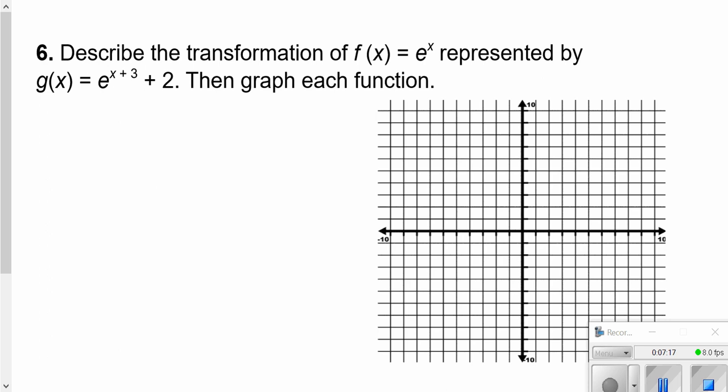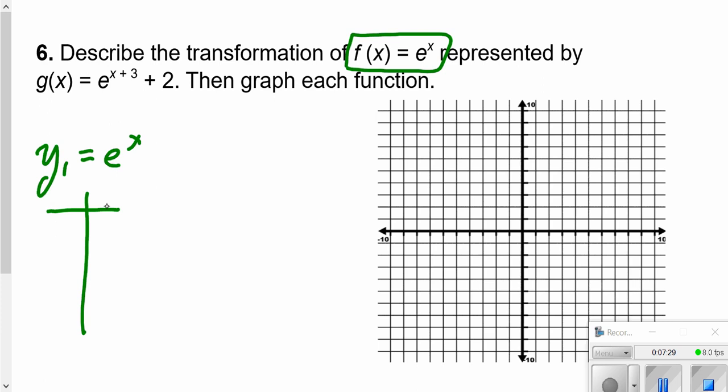Okay, number 6. All right, for number 6, we're looking at the parent function y equals e to the x. I would suggest that you put that on your calculator or make a chart. And so some key points would be if I put in 1, I'm going to get e to the 1, which is about 2.7. If I put in 0, I'm going to get e to the 0, which is exactly 1.